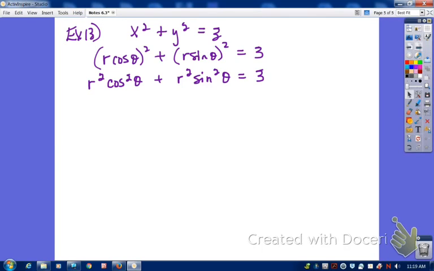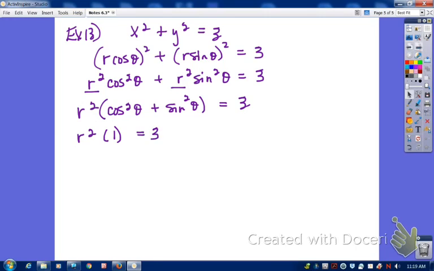Then we are solving for r, and I have two r's, and in both of those terms are r squared, so you can factor out an r squared, and what will you be left with? Cosine squared plus sine squared, which ought to ring a bell for you. That's one of our Pythagorean identities. And what can I replace cosine squared plus sine squared with? 1. I can replace that with a 1. So then I have r squared is equal to 3.